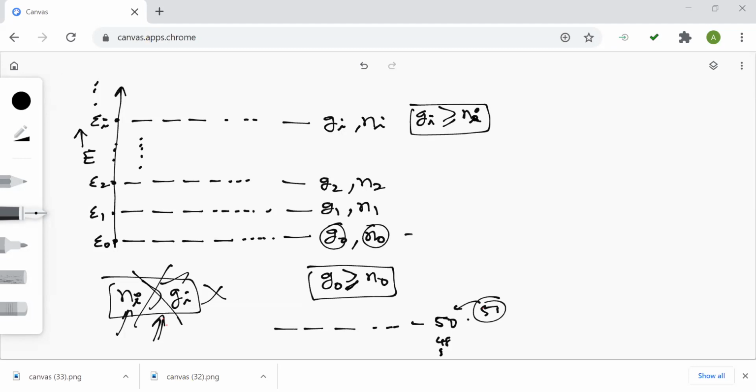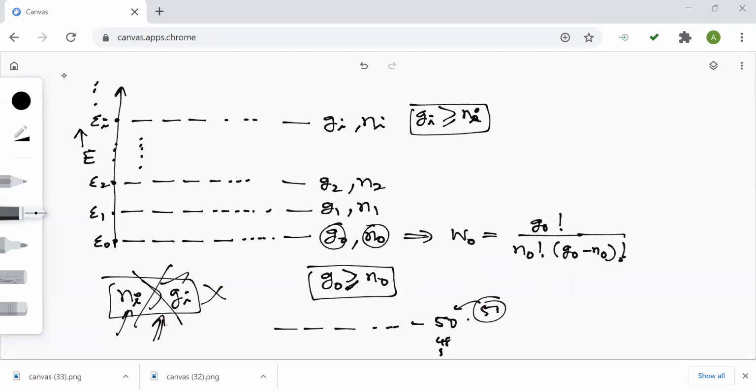Now, what is the thermodynamic probability for arranging N0 particles in G0 states? I have given the formula. The thermodynamic probability for the ground level is equal to G0 factorial by N0 factorial into G0 minus N0 factorial. This will give you the number of ways of arranging N0 particles in G0 states. Are you able to follow this? Any doubt?